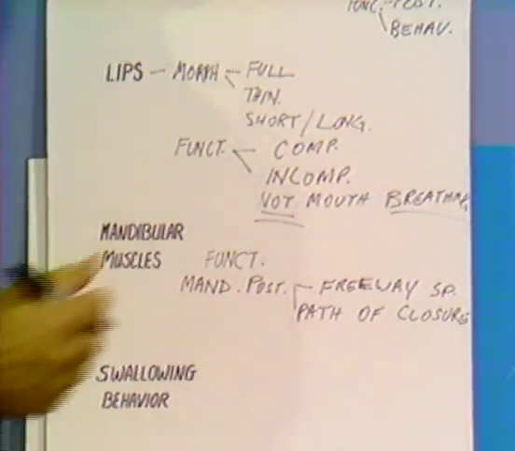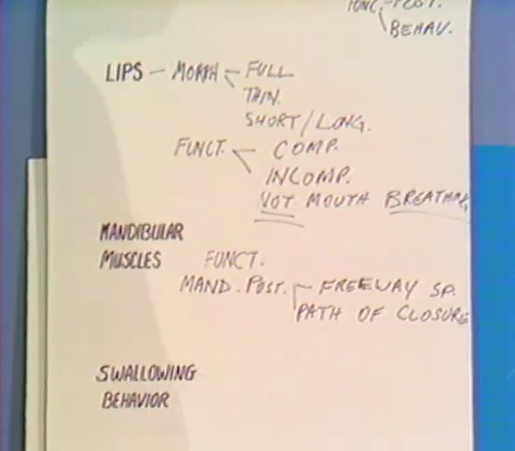Now, the normal freeway space, which is measured between the bicuspid teeth, would be between 2 and 4 millimeters on an average. There are variations, but that's the sort of normal range you should see. The path of closure should be normally upwards and forward from rest into occlusion. However, some people do have an upward and backward path of closure.